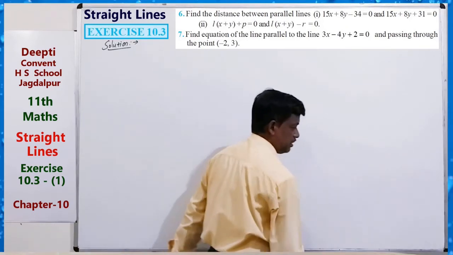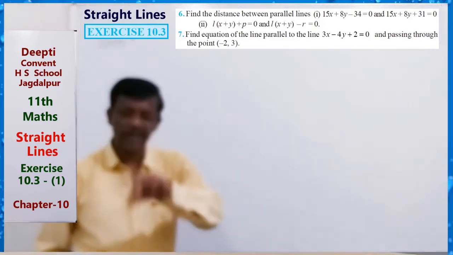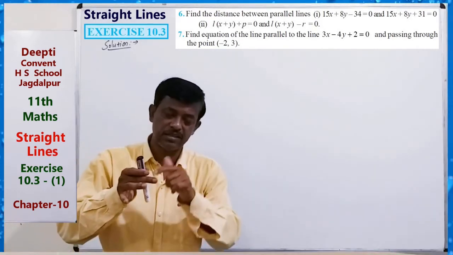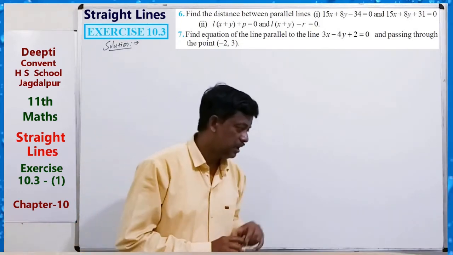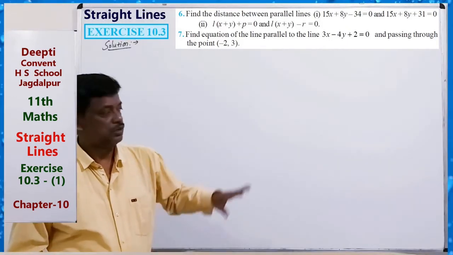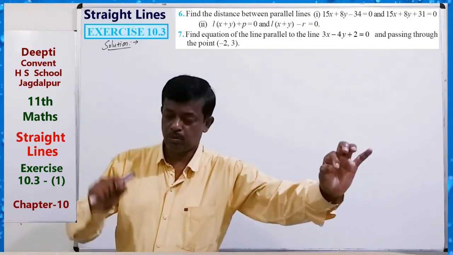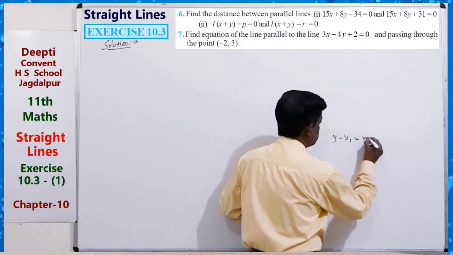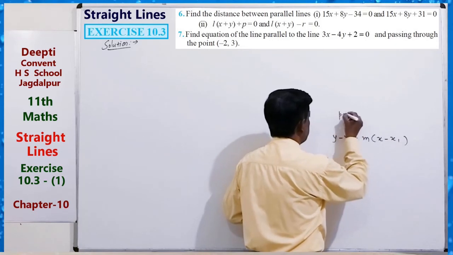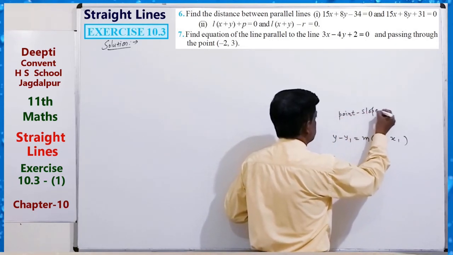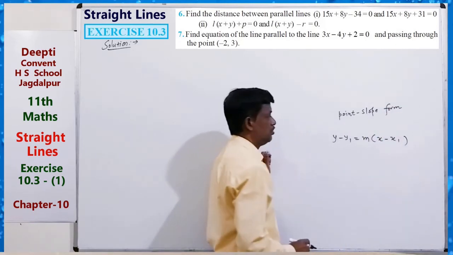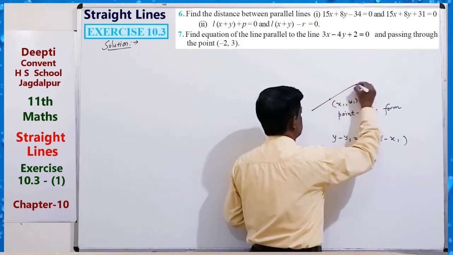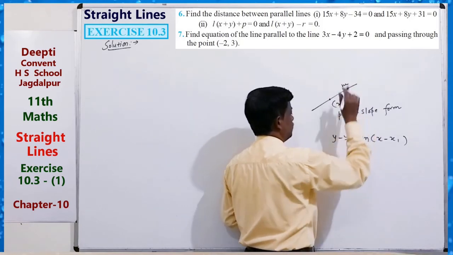So here in question 7, find the equation of the line which is parallel to the line 3x minus 4y plus 2 equals to 0. This is the line given. We have to find the line parallel to this line and passing through a point. So passing through a point, use point slope form. Point slope form is y minus y1 equals to m times x minus x1, where the point is x1, y1, and the slope is m.